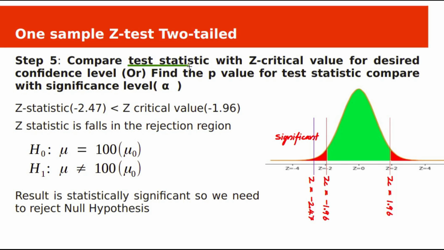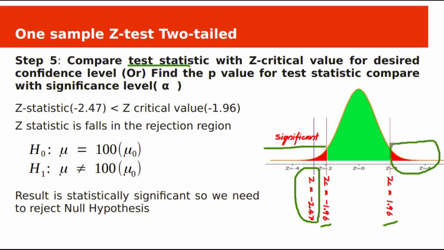This test statistic will tell us how many standard deviations the sample mean, here it is 96, is from the hypothesized mean in this null distribution. It is minus 2.47 standard deviations from the mean. For 95% confidence level, Z critical values are minus 1.96 and 1.96 on the right side. This minus 2.47 falls in the critical region. This is the critical region, right side. This is the critical region.